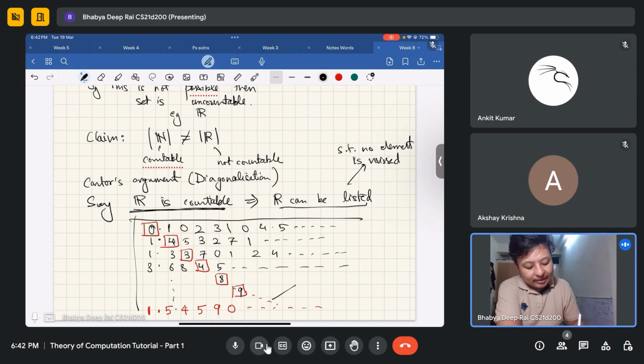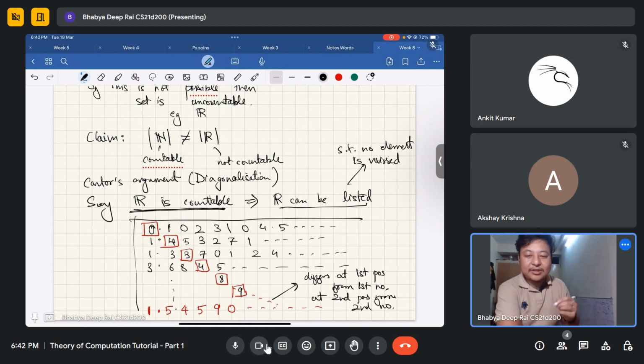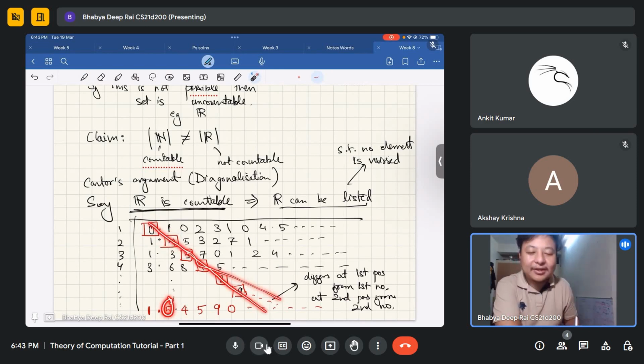Why? Because this number differs at the first position from the first number. It differs at the second position from the second number, third position from the third number, fourth position from the fourth number. Let me number the positions 1, 2, 3, 4, and so on. If the first position of the first number is 0, he made it 1. The second position of the second number is 5. So he made a number that differs from every number in the list.